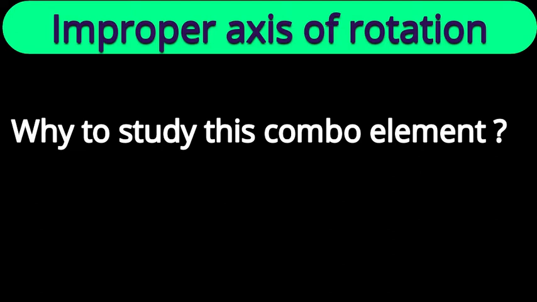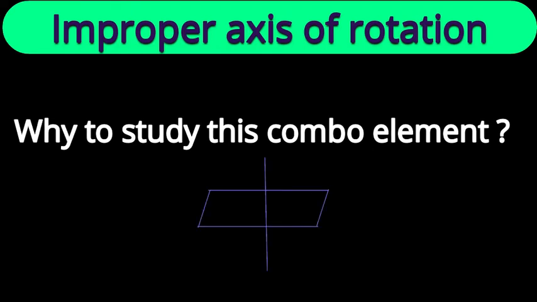As various elements, we have studied identity, line meaning axis, plane, and point. But those elements could not give us all the possible permutable results of molecular arrangement. Therefore, it is necessary to discuss this combo kind of element. This element is a combination of line as well as plane. Accordingly will be the operations.